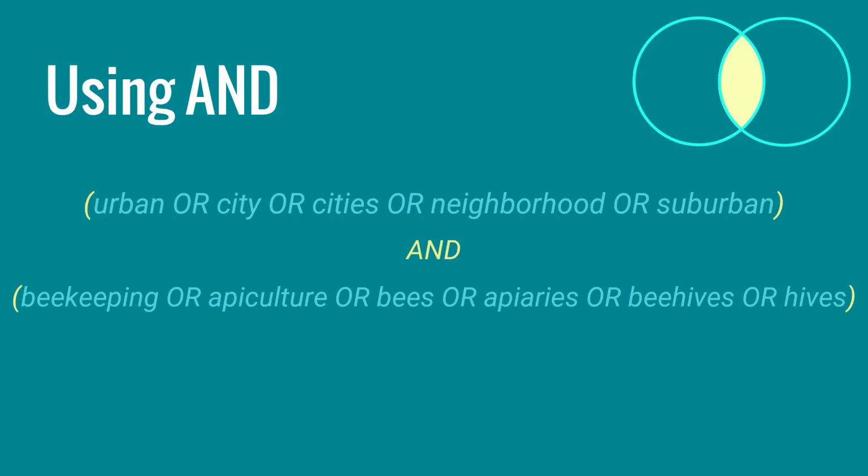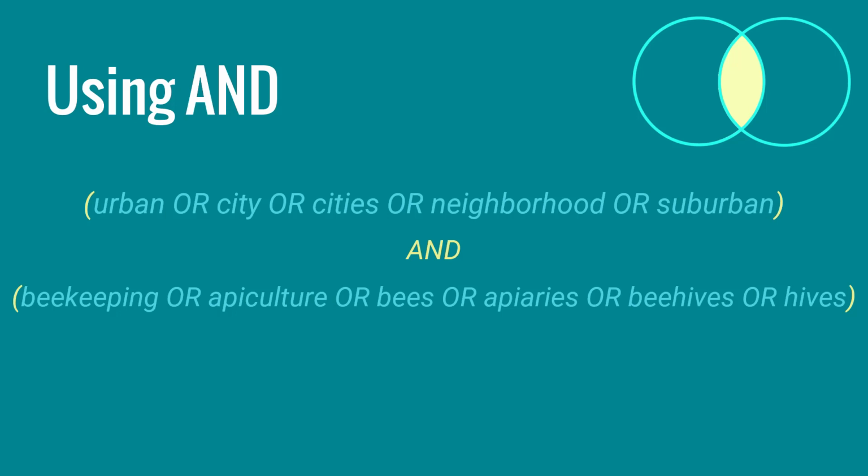When we are ready to combine our concepts, we use AND. In this case, I want results with one or more terms from the top line and one or more terms from the bottom. If it doesn't have something from both concepts, I'm not interested, and the result should not be included. You'll notice that I've added parentheses to my OR strings.